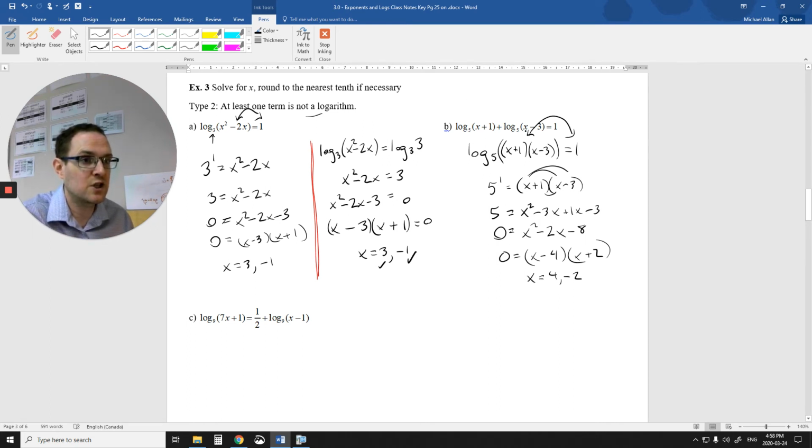Oh, if I put a negative 2 into either one of these, I get a log of a negative number. So that's not going to work. So my only answer is probably going to be 4 in this situation. 4 minus 3 is 1. That works. And 4 plus 9 is 5.